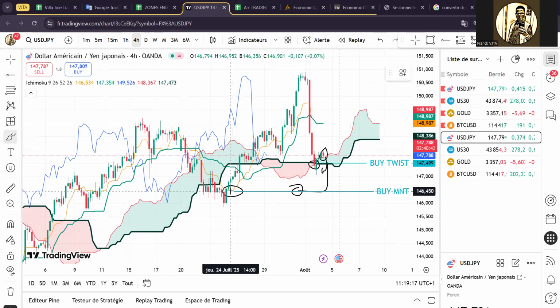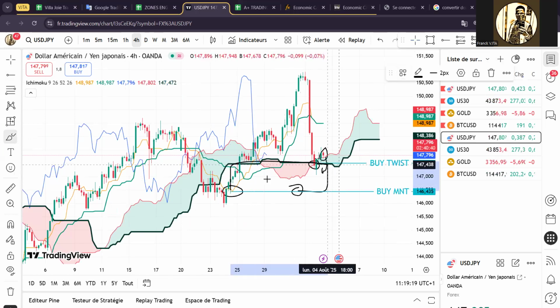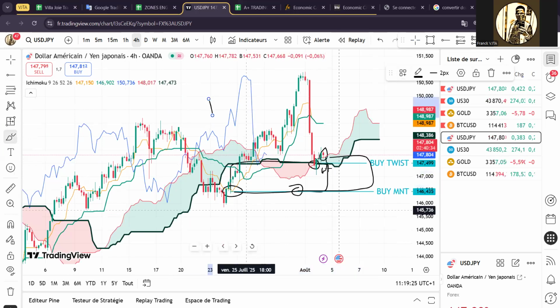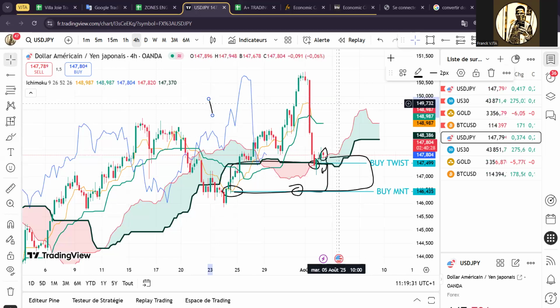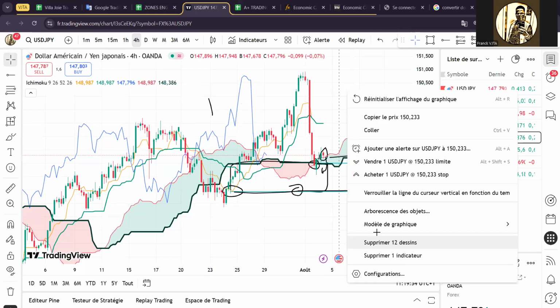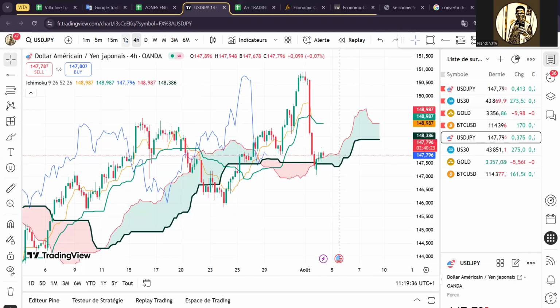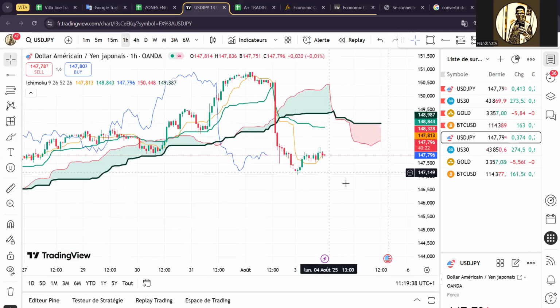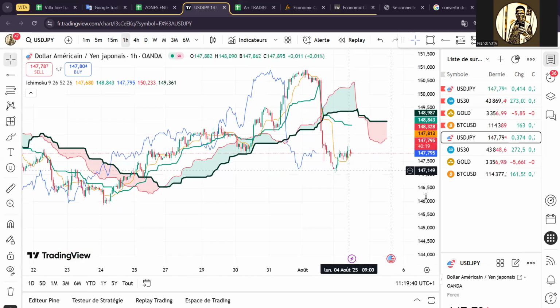This is normally a rectangle. You can form a rectangle like this. But I will not use a rectangle for higher time frames, from H4 to monthly. I will just use lines. I recommend you use lines also. So now we go on H1.